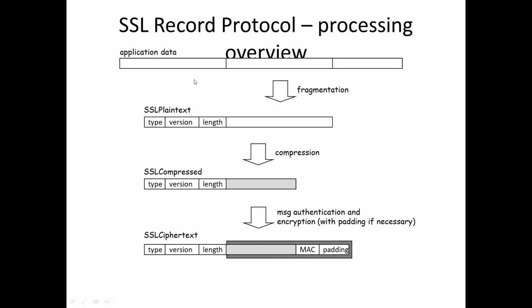So we have application layer data. First, fragmentation will be done. The fragment, the SSL plaintext, will have the type, version and length. And then we do the compression of the data. After compression, we have the message authentication and encryption, where we are adding the MAC, and in case we need it, we'll also add padding. Okay, and then it will be passed to the next phases.